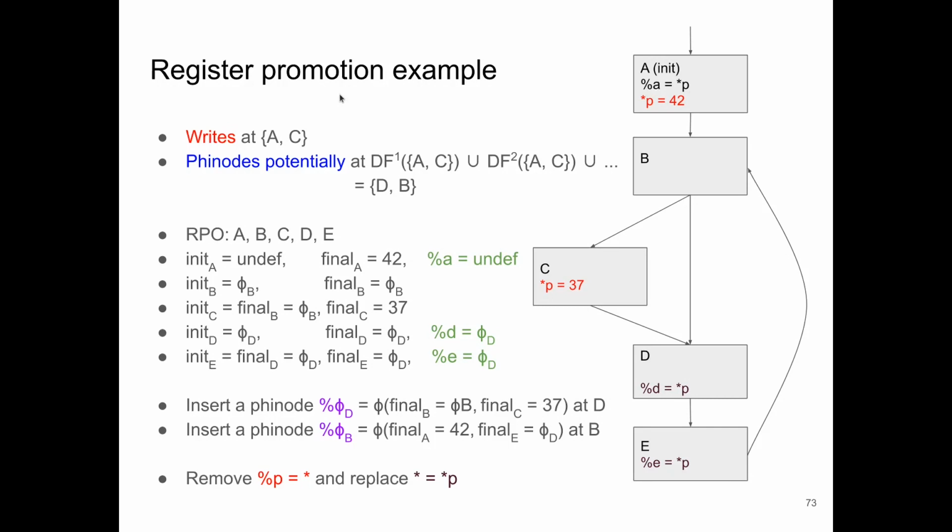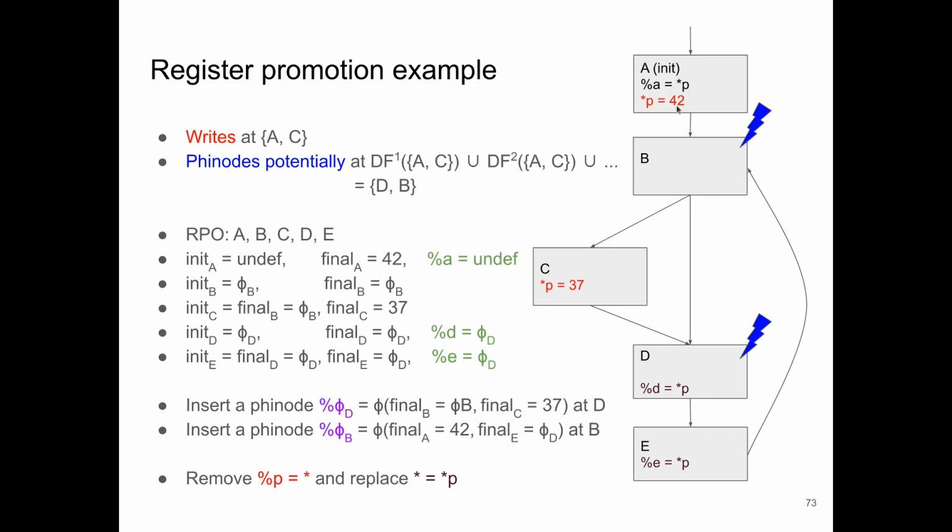So the algorithm proceeds like this. We are collecting the set of stores for the location P. It is A and C. So there are store instructions in the blocks A and C. Now we are going to calculate those blocks for which we may potentially insert phi nodes, which is the dominance frontier of these blocks. Actually, when we calculate this, it is the set of D and B basically.